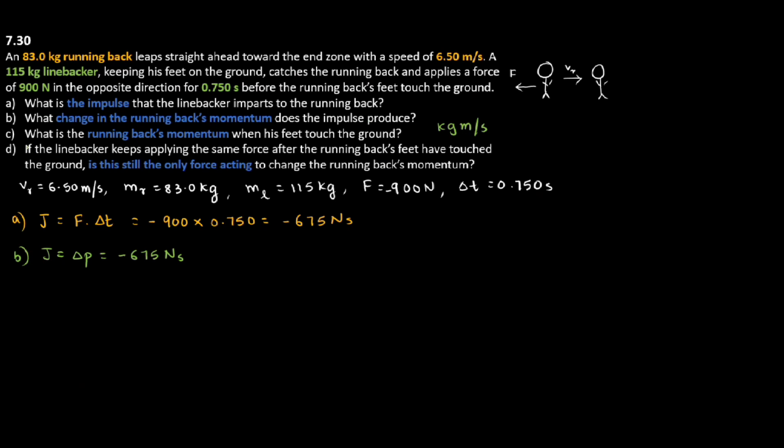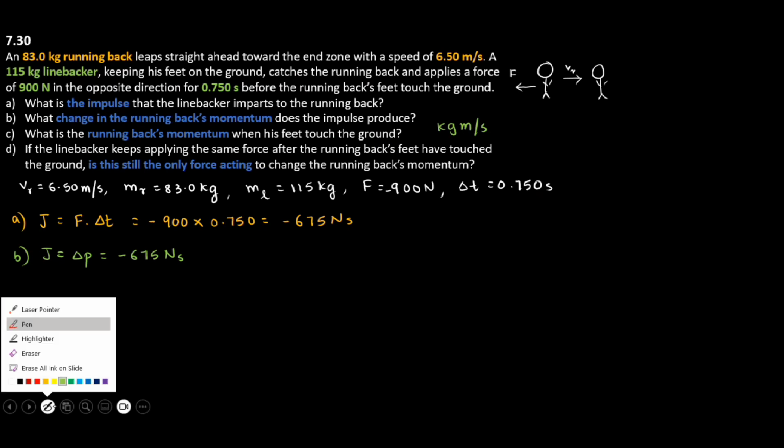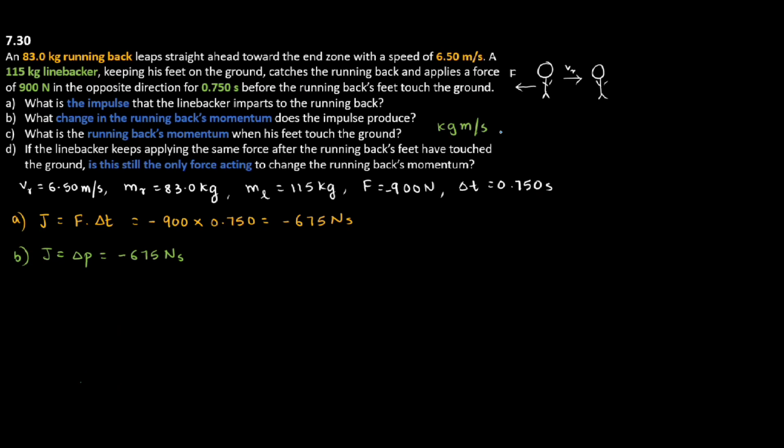Part C of the question is asking you, what is the running back's momentum when his feet touch the ground? Again, we are going to use the impulse momentum theorem to find this. So when he is obstructed by the linebacker, when he is stopped by the linebacker, what will be his momentum when his feet touch the ground?